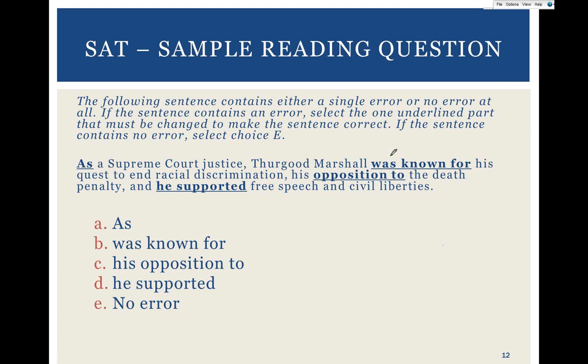Thurgood Marshall was known for, and then following the verb we have nouns, quest, opposition, and then here should be the word support, and his support for free speech and liberty. So I guess perhaps I read it out loud a little bit poorly, but you might be able to hear when you read it out loud a change in tone. Thurgood Marshall was known for his quest to end racial discrimination, his opposition to the death penalty, and his support for free speech and civil liberties.